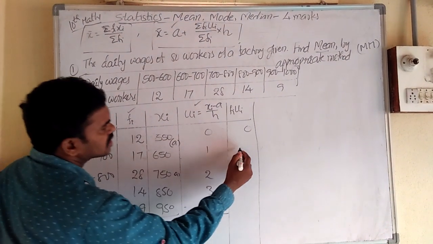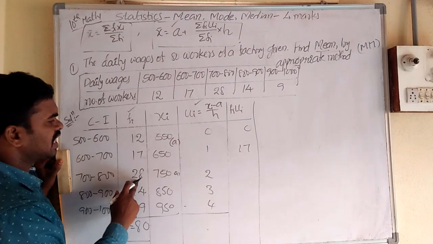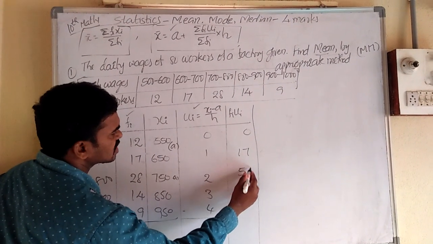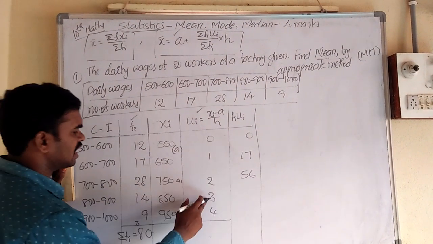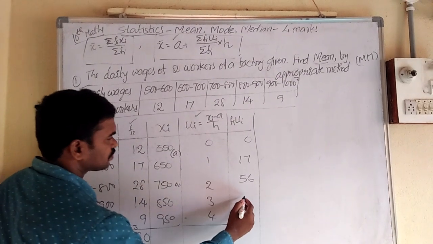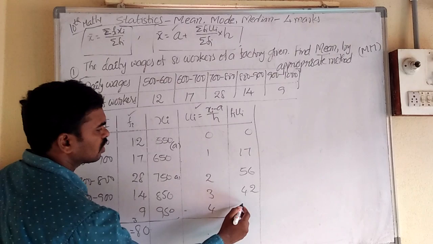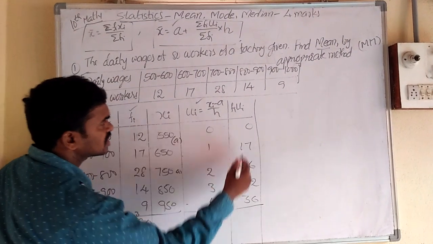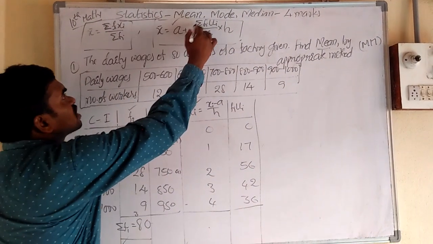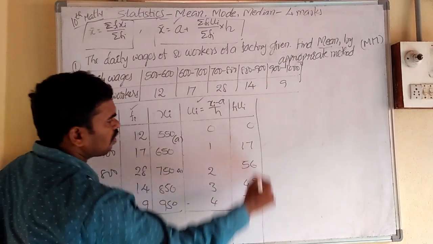17 into 1, 17. Next 28 into 2, 56. Next 14 into 3, how much? 42. Next 9 into 4, 36. So this is the fi ui. We want the summation fi ui, so sum all these terms.